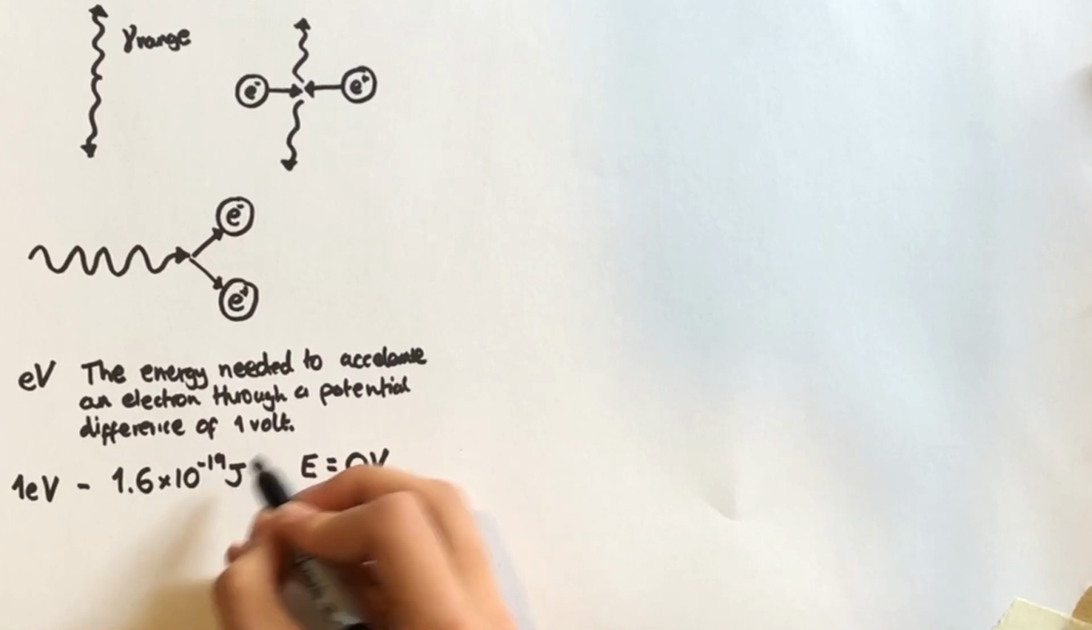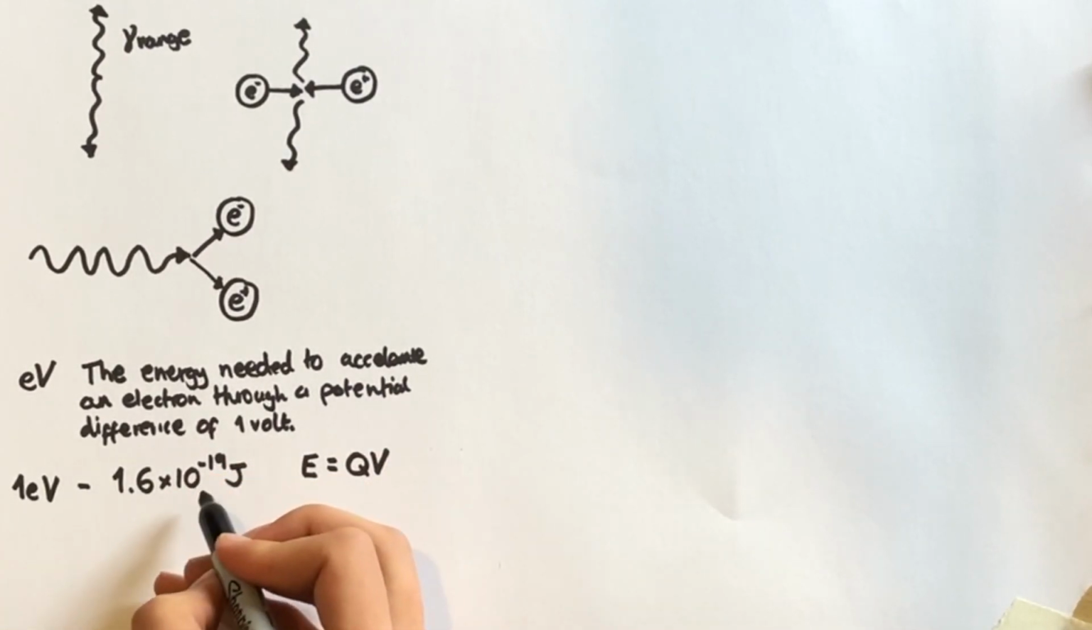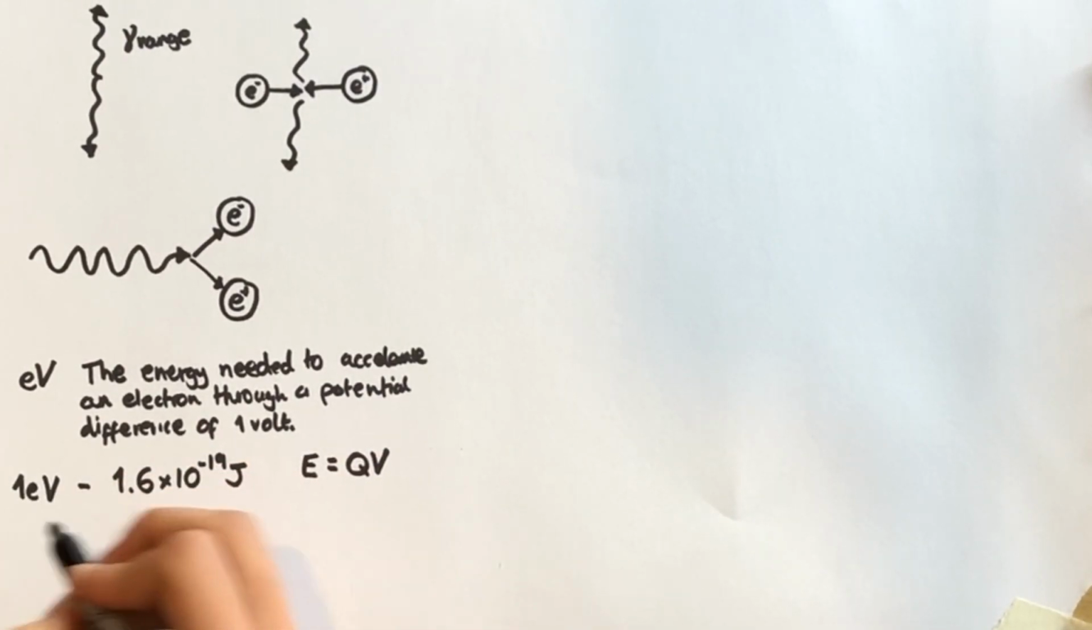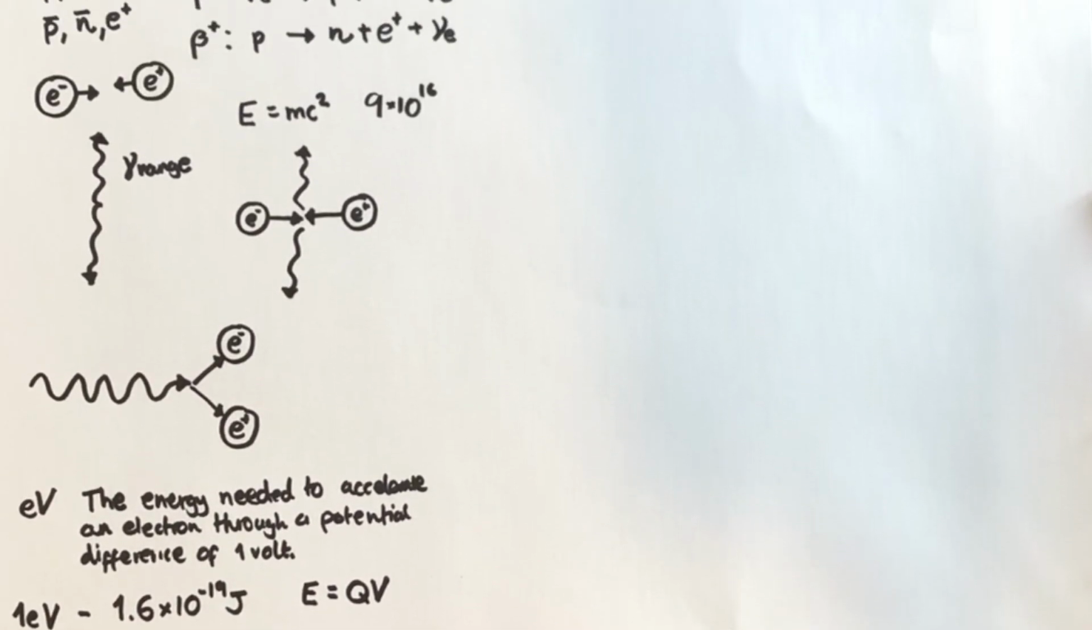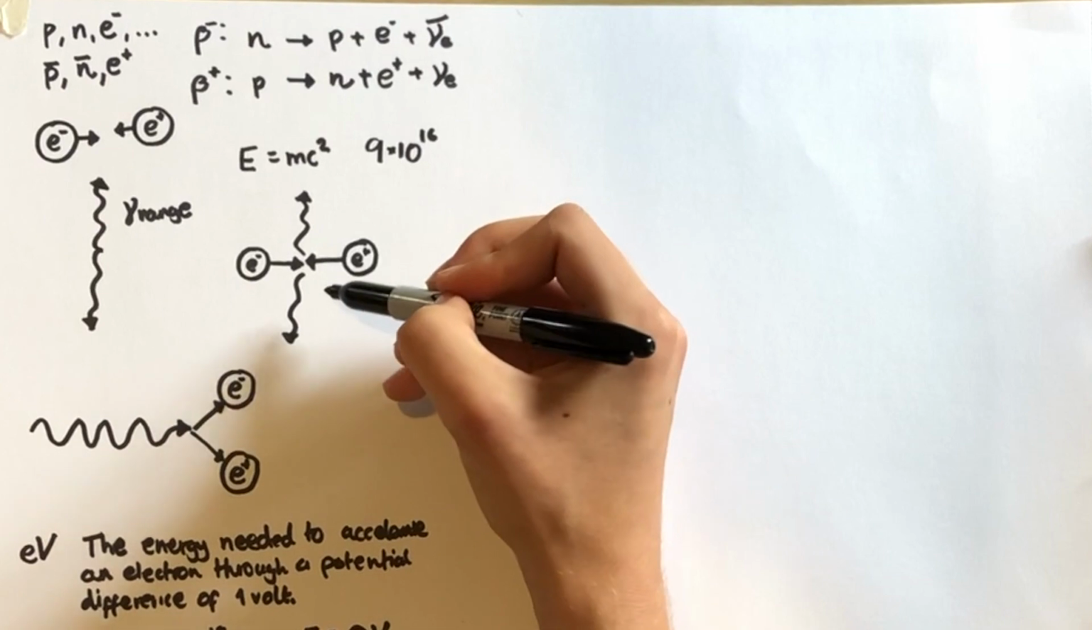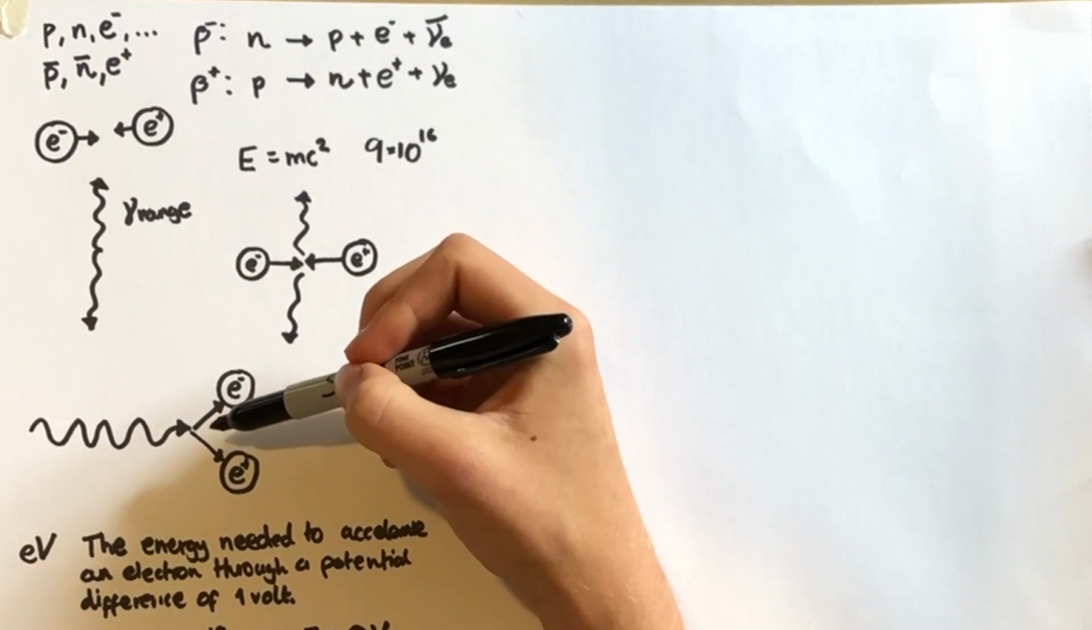And that's basically saying that charge is the energy per unit volt. So if you have 1.6 times 10 to the minus 19 coulombs multiplied by a potential difference of 1 volt, then you're going to get 1.6 times 10 to the minus 19 joules, which is the same as an electron volt. So now let's consider the energies involved in annihilation and pair production.